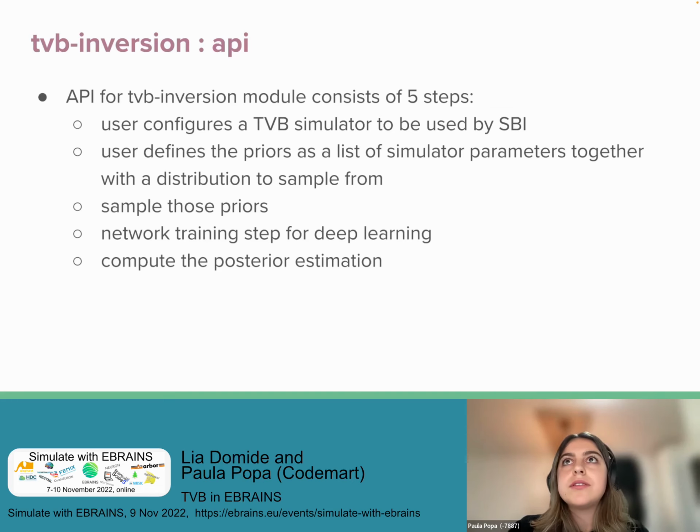The API consists of 5 steps for now. The user has to configure a TVB simulator first. This will be used later by the SBI Toolbox. Then the next step is for the user to define priors as a list of simulator parameters together with distributions to sample from. Then it will remain to sample those priors, train the network, and finally compute the posterior estimation.